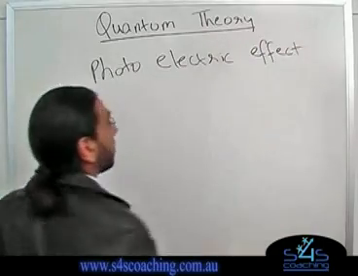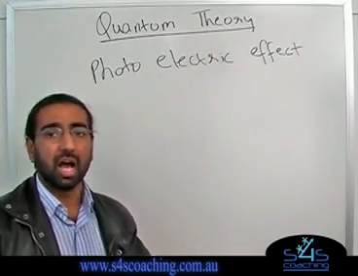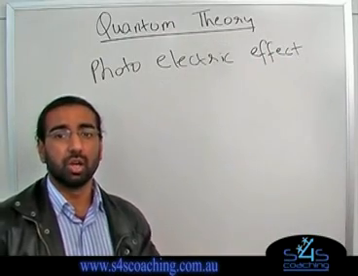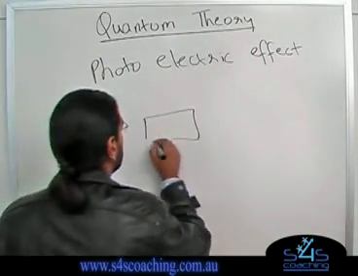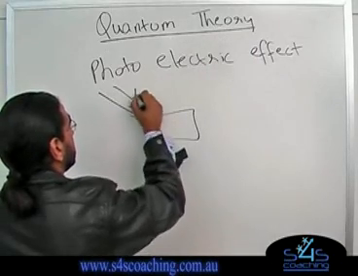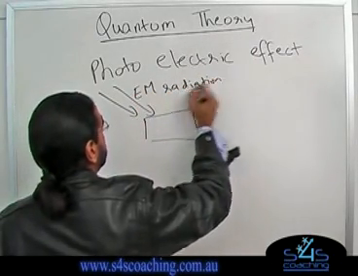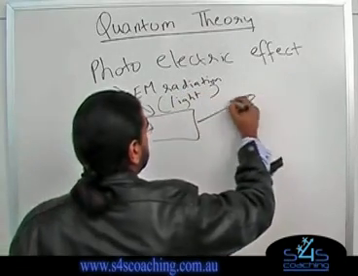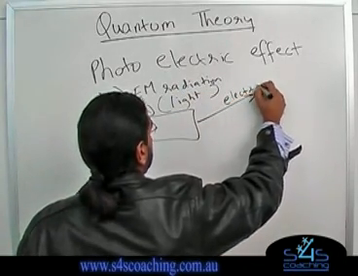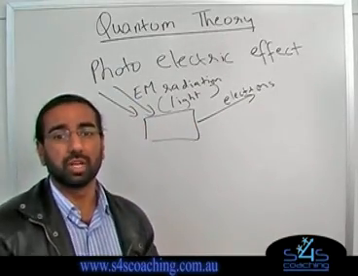Stated simply, the photoelectric effect is the emission of electrons from matter after the absorption of energy from electromagnetic radiation such as light. So if I have matter, it absorbs EM radiation such as light, and what it does is it emits electrons. I shine light and I get electrons. That is the photoelectric effect.